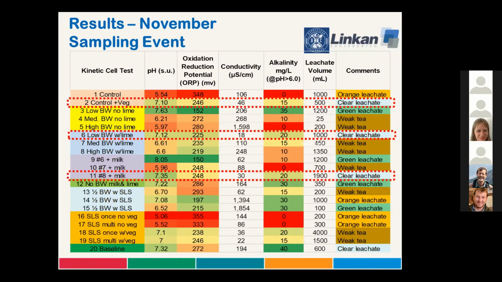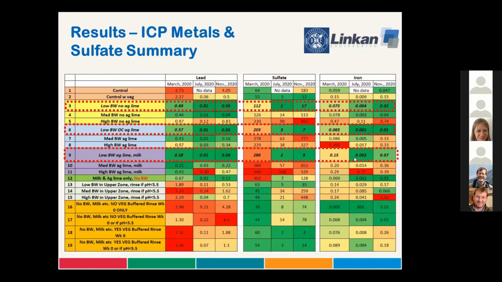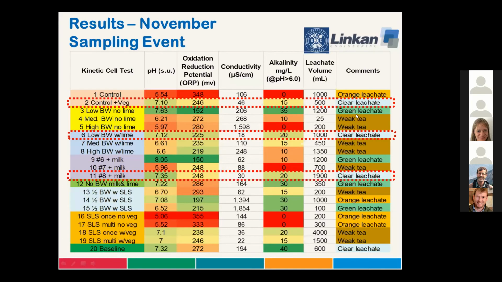So again, the clear leachate cells compare favorably with control plus vegetation, which is number 2. And again, this is suggesting that vegetation alone is not a bad idea. But we do have some interesting green leachates coming out of some of these. And we suspected, this is numbers 3, 9, and 15, we suspect this to be ferrous iron. So now let's look at the ICP metals and the sulfate.